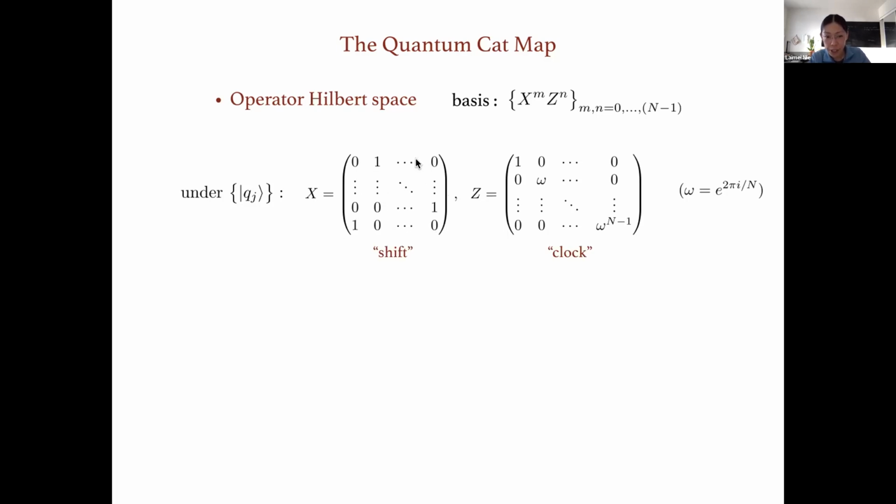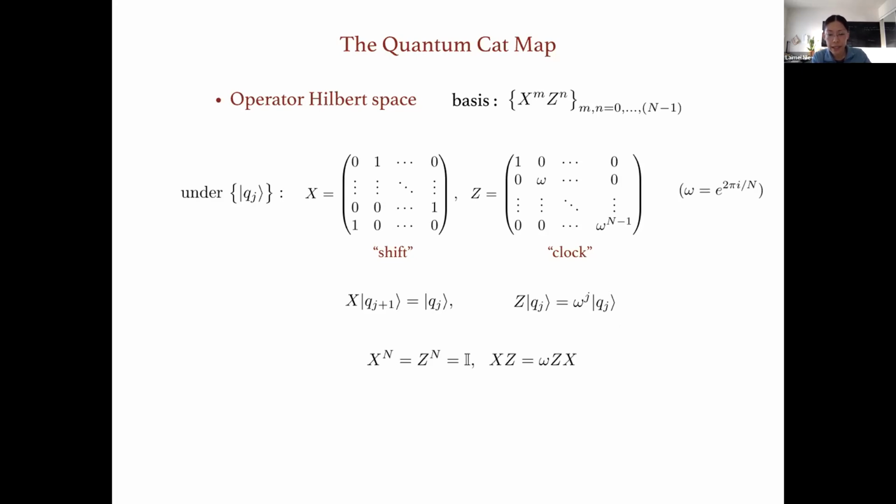This x is called shift because it's the identity matrix, but shifted by 1. If you act x on an eigenstate of position, it shifts to the eigenstate on the next site. If you act z on the eigenstate, you get just a number, this omega to the power j. If j is equal to n, the total number of sites, then omega to the power n will be equal to 1. It will go back to 1. So it's like the hours on a clock. That's why z is called a clock matrix.